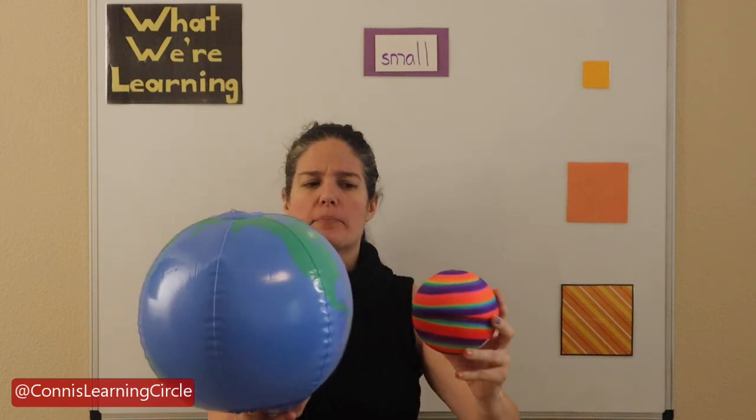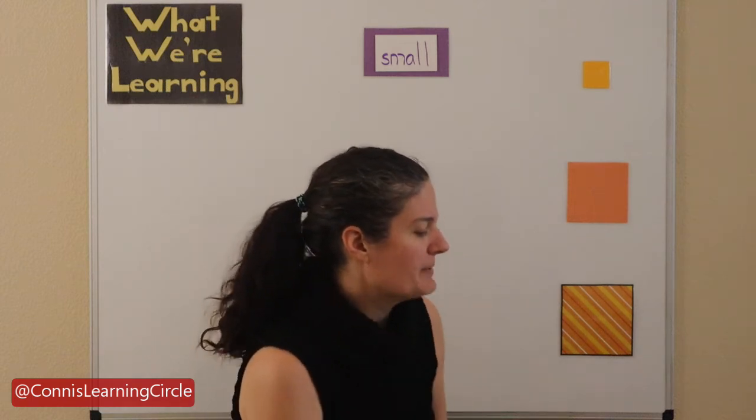Now, let's switch it and put my little rainbow ball in front of my big Earth ball. Can you still see my big Earth ball behind my little rainbow ball? Yes, you can. That's because our little rainbow ball is small. It's taking up less space. It's not big enough to hide our big Earth ball because it's not as big as our Earth ball. It is smaller than our Earth ball. Very good.